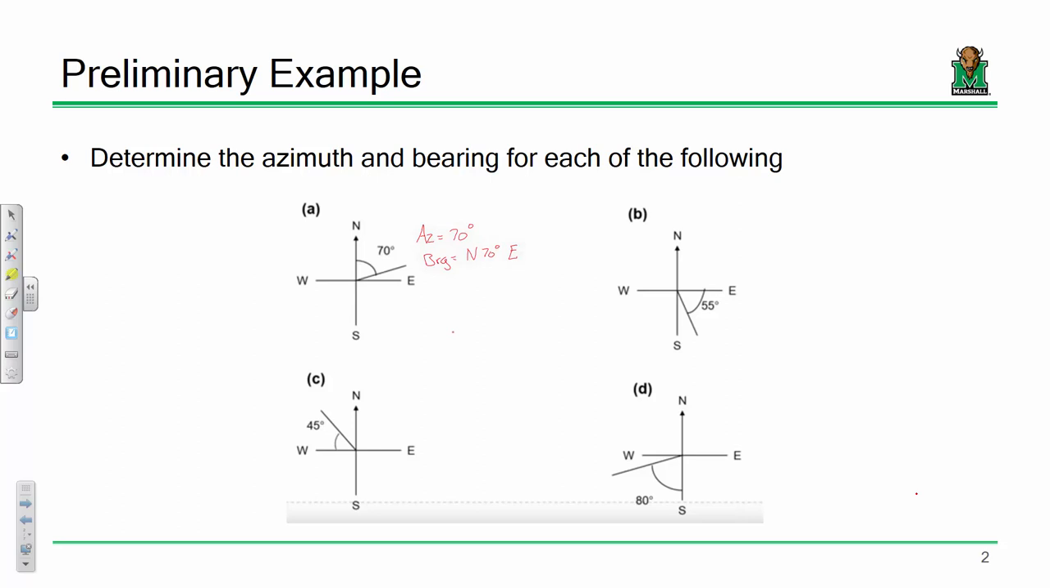And so if you understand that, let's look at B. What's your azimuth for B going to be? 145. And how do you get that? We have to start at north and turn. So your azimuth is 145 because it's 55 plus that 90 degrees. All right? Now, if that's your azimuth, what is your bearing?